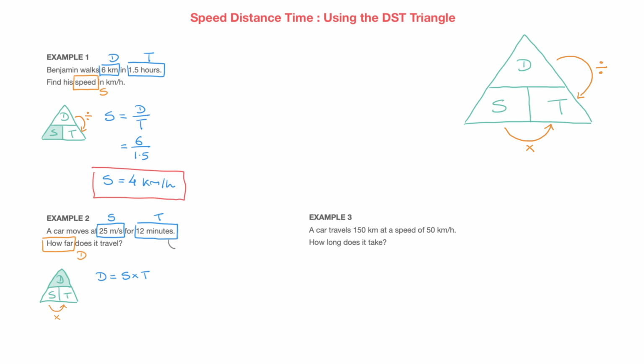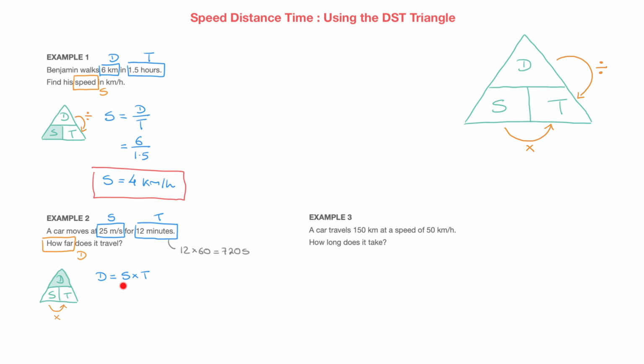We know that there are 60 seconds in a minute, so 12 minutes will correspond to 12 times 60, which is equal to 720. So that's 720 seconds. And again, if needs be, don't hesitate to calculate this with your calculator.